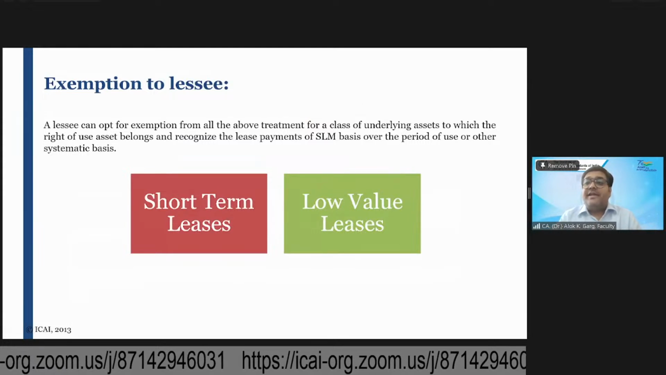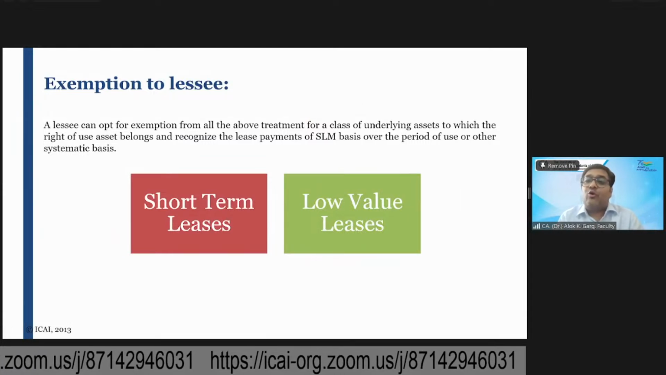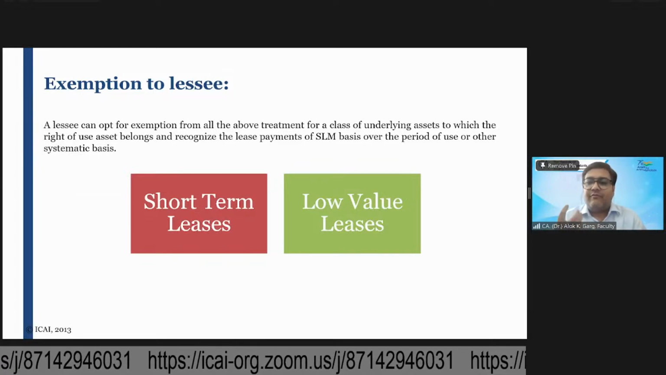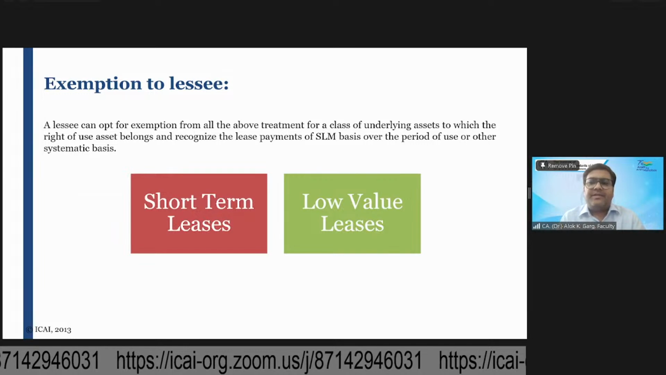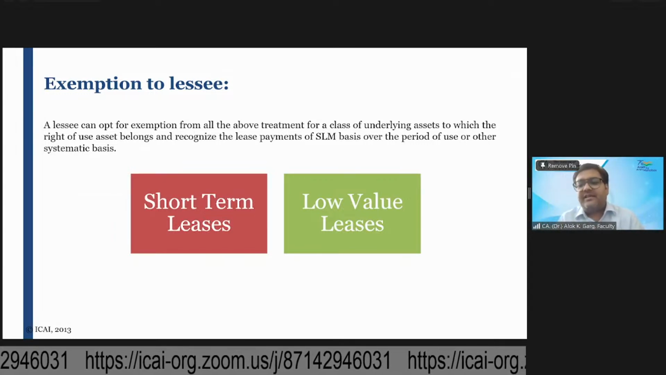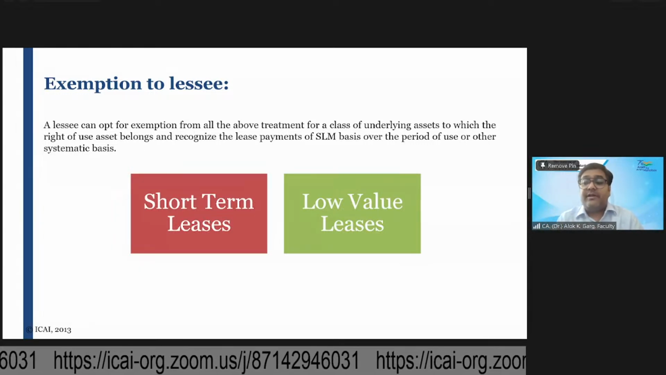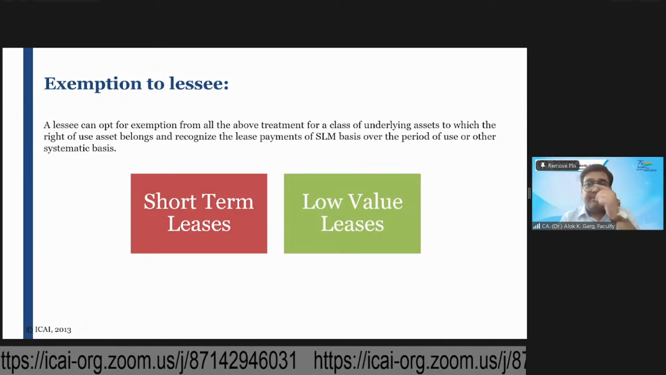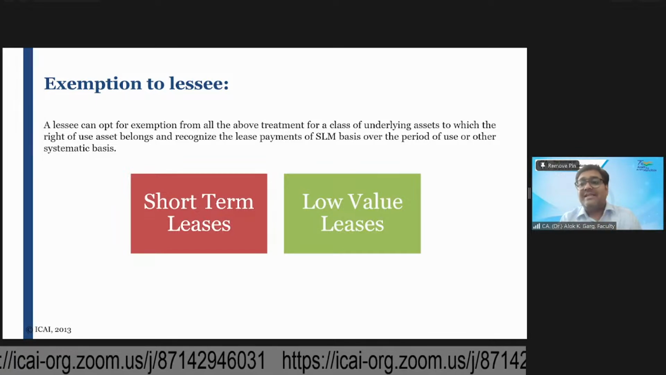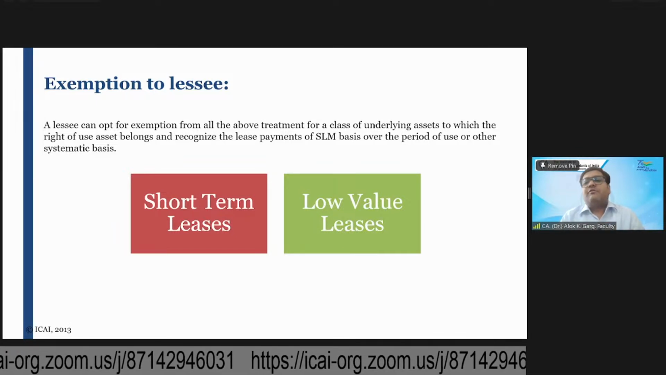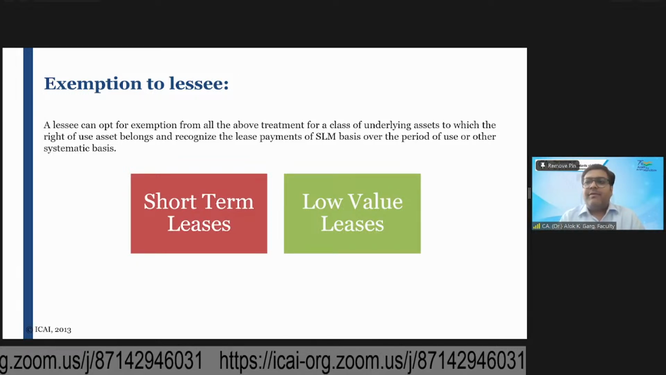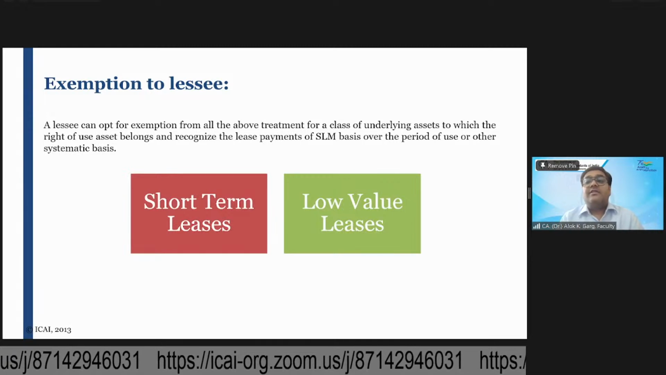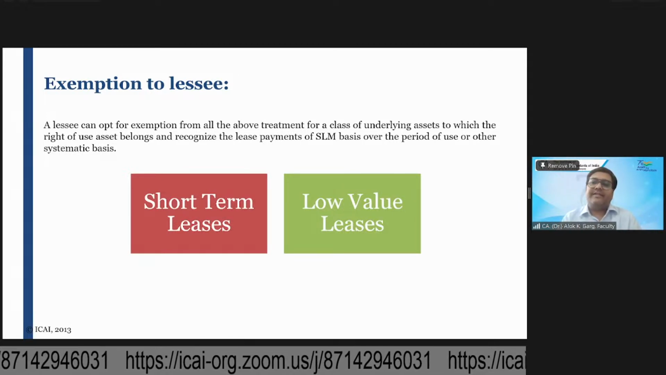So far, we have understood that under Ind AS 116, we have to do a lot of calculations. We have to compute the present value of the lease payments. Then we have to depreciate the right of use asset subsequently. Then we have to compute interest cost on the lease liability, and then reduce the lease rental from the lease liability. So we have to do a lot of calculation. Before Ind AS 116, at least for operating leases, these calculations were not there. They were there only for finance leases.